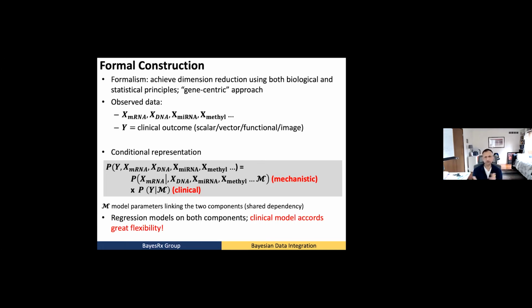This formulation is pretty general, so one can use any type of models. So we look at regression models because they accord great flexibility in bringing in different types of structures. Regression models are well utilized in a variety of ways, and there's a lot of structure one can incorporate in terms of pathway information, a priori information in these models. But you could have any model here, as long as this conditional representation is assumed, right?